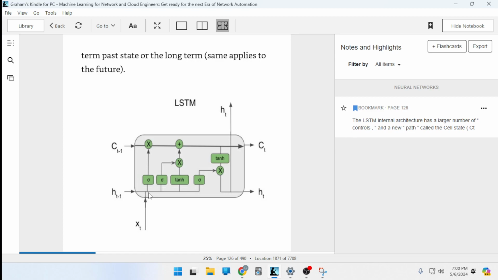Gates. Forget gate, sigma, decides what information is discarded from the cell state. It looks at h_{t-1} and X_t and outputs a number between 0 and 1 for each number in the cell state C_{t-1}.